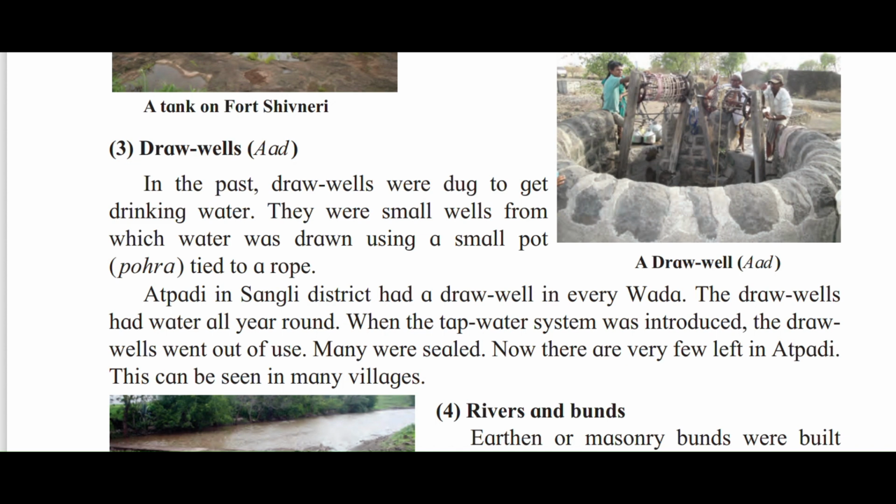Atpadi in Sangli district had a draw well in every vada. The draw wells had water all year round. When the tap water system was introduced, the draw wells went out of use. Many were sealed. Now there are very few left in Atpadi. This can be seen in many villages.